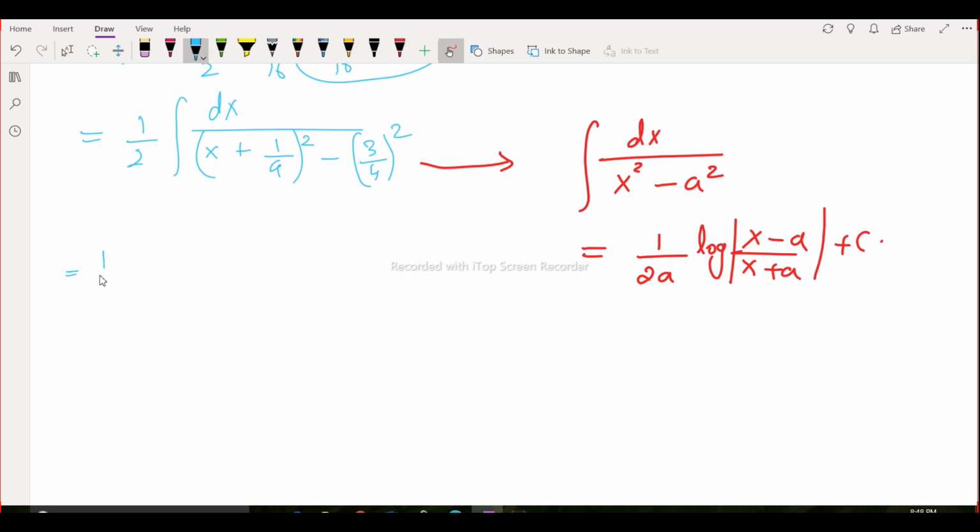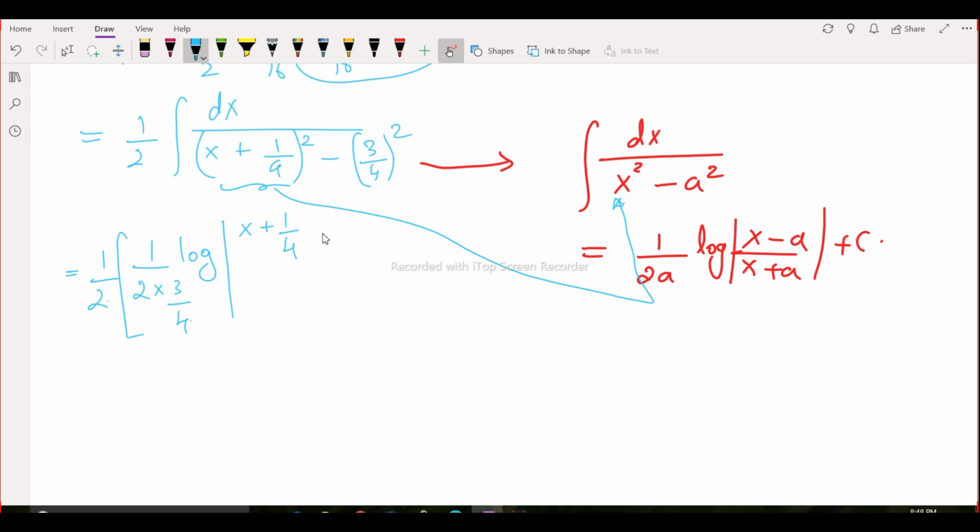So what you get is 1 by 2 outside. Now you have to write 1 by 2a, so 1 by 2, and what is a? 3 by 4. So 3 by 4 log of x minus, so x is this x plus 1 by 4, you're getting it. This entire thing is x, right? So 1 by 4 minus 3 by 4 upon x plus 1 by 4 plus 3 by 4, plus c.